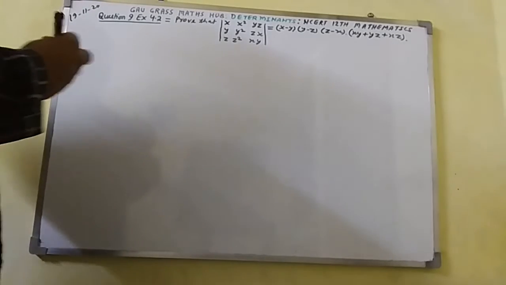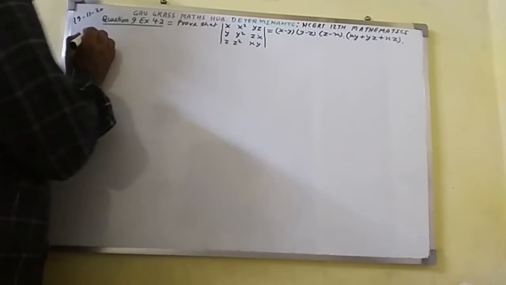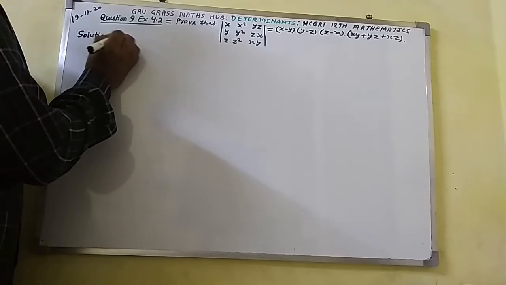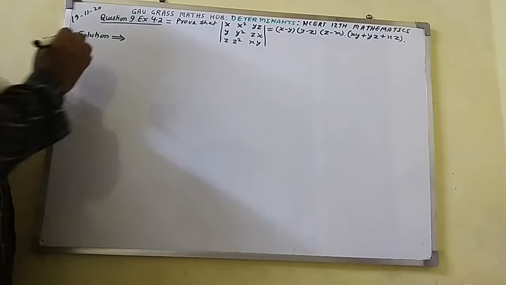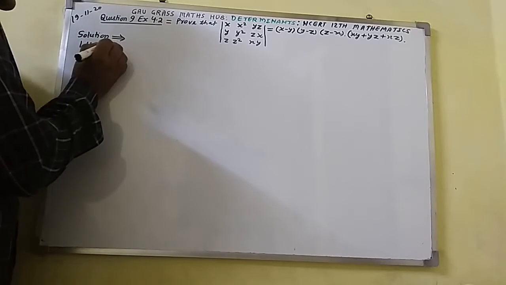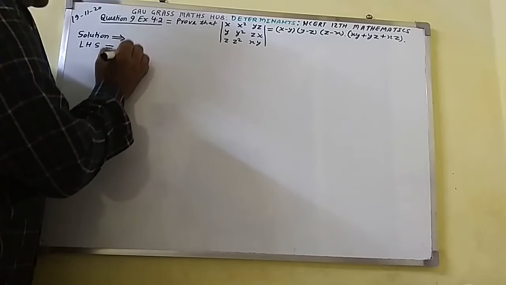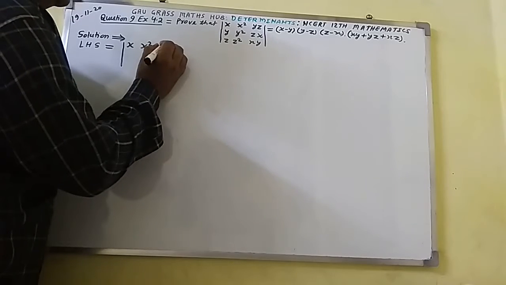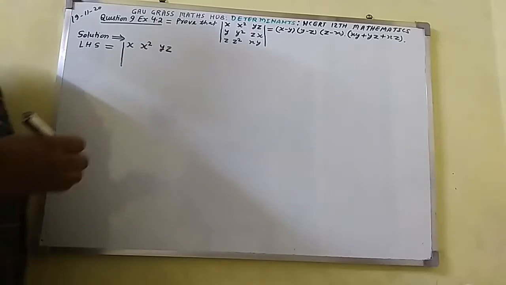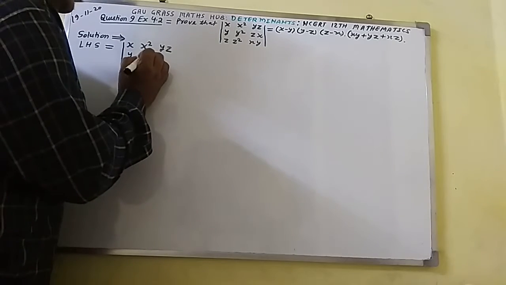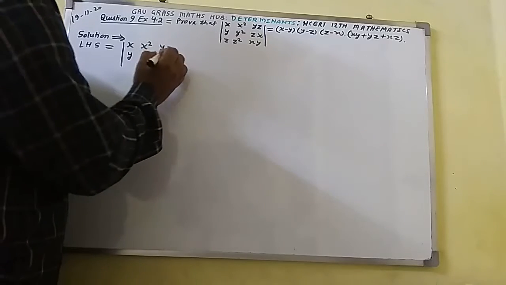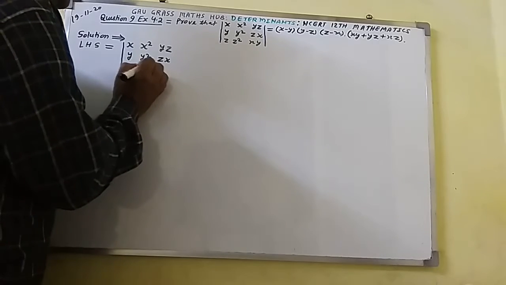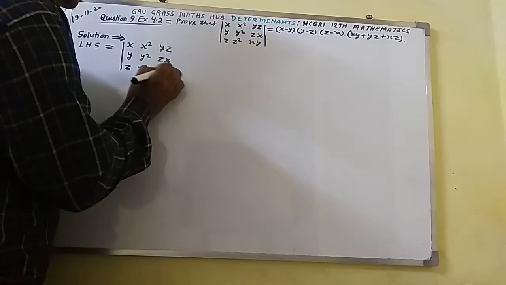Let us see. Here I shall write the solution. LHS is equal to the determinant with first row x, x square, yz, second row y, y square, zx, and third row z, z square, xy.